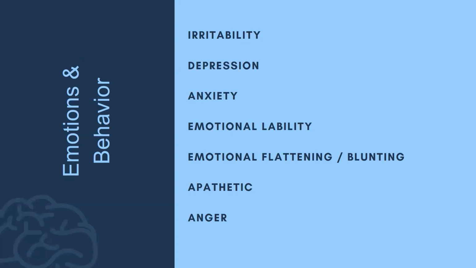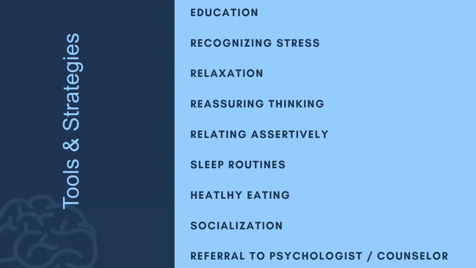Emotional or behavioral difficulties could present themselves via irritability, depression, anxiety, emotional lability, emotional flattening or blunting, being apathetic, and even anger. Tools and strategies to help with this would be education, recognizing stress and recognizing triggers, relaxation techniques, reassuring thinking, relating assertively, having healthy sleep routines, healthy eating, socialization, and referrals to psychologists and counselors as needed.